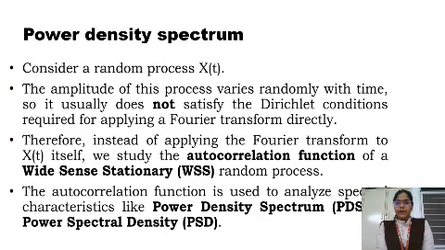Therefore, instead of applying the Fourier transform to x of t itself, we study the autocorrelation function of a wide-sense stationary (WSS) random process. The autocorrelation function is used to analyze specific characteristics like the power density spectrum and power spectral density. Both are the same.